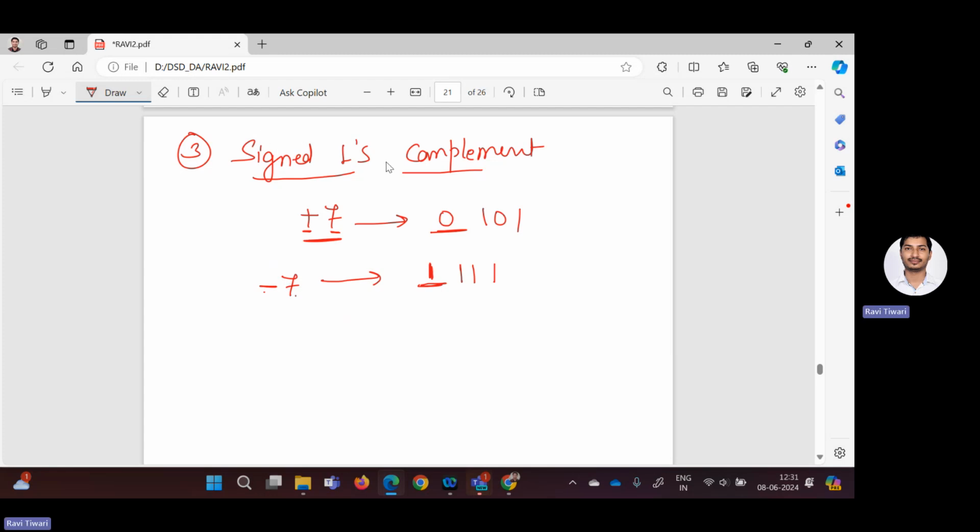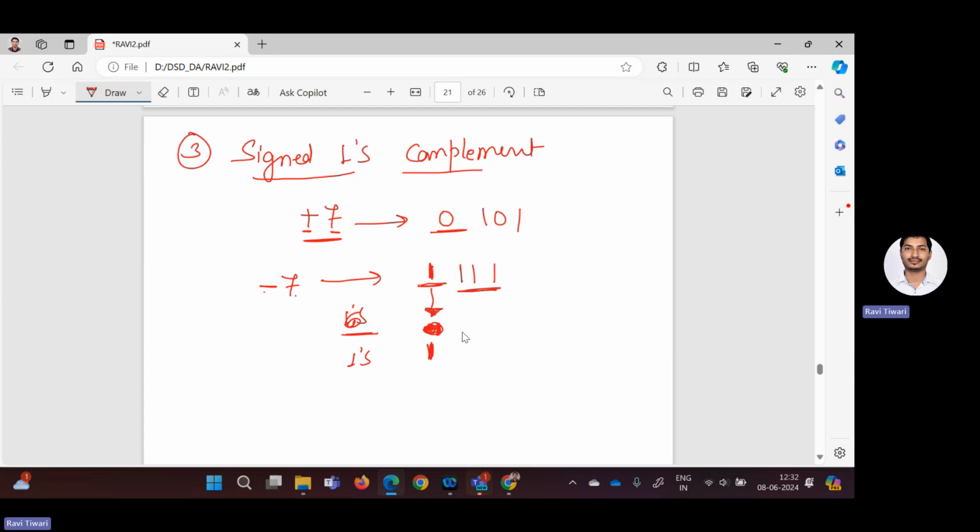After this, in order to find the signed ones complement form of a negative number, you have to take the ones complement. Always remember, don't take the ones complement of the MSB because it's only the sign bit. It will remain the same in ones complement also, whatever the number is. That means you have to take the complement of the magnitude, not the sign bit. Only the magnitude will be complemented: if it is 1, it becomes 0, and if it is 0, it becomes 1.